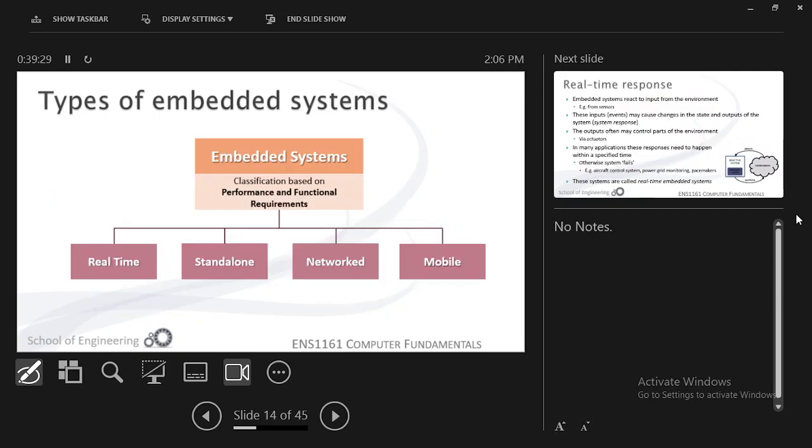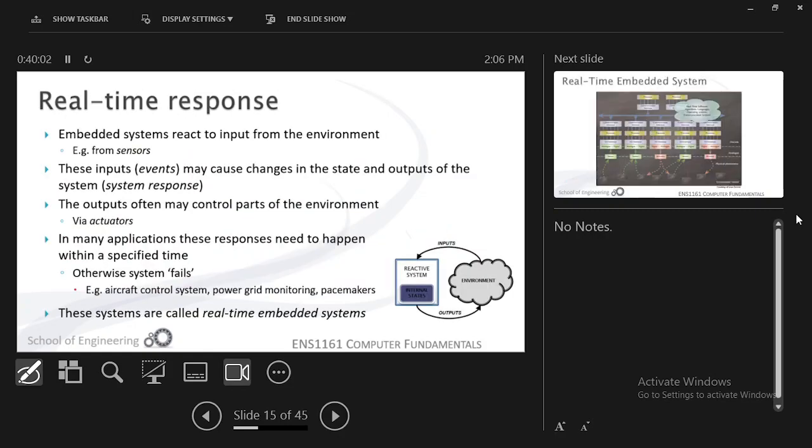Very nice. Embedded systems. What are these embedded systems? Real-time systems, standalone systems, network systems, mobile systems, and many other types of systems are there. We can classify all of these based on different criteria. Based on one criterion, this slide represents four different stages: real time, standalone, networked, and mobile. We'll see what happens in the next slides.